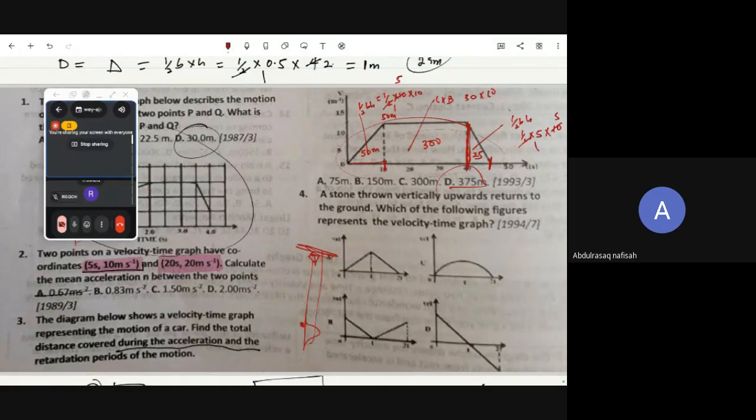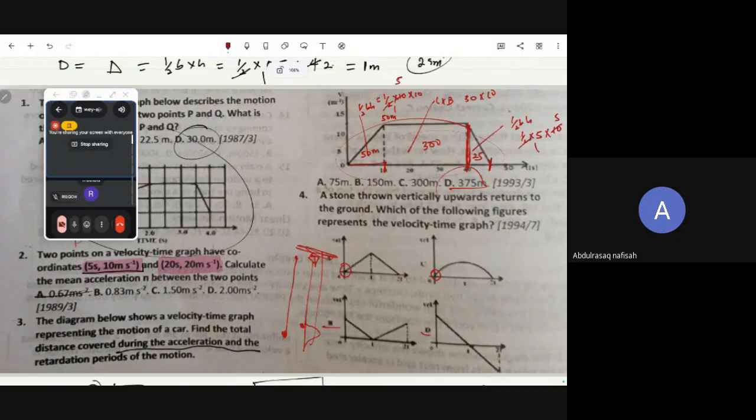So why is option A not correct? Options A and C are not correct because of the same reason. They started from rest. A stone that is thrown upward does not start from rest. Do you understand? A stone that is thrown vertically upward is thrown with a particular velocity. You cannot leave the stone and the stone will go by itself. We talked about that in the last class. So options A and C are wrong for that reason. They started from rest. So our answer is between B and D.